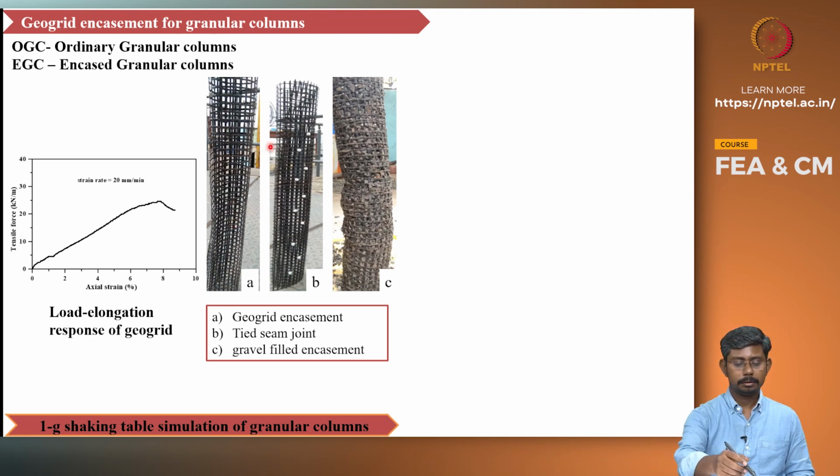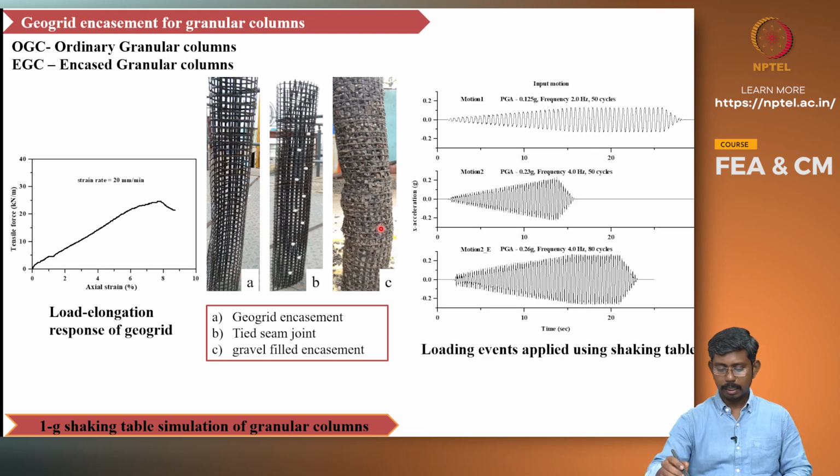The geogrid is shown here and the geogrid filled with the gravel can be seen here, and then the motions that are used to simulate the loading are motion 1, 2 and 2E. It can be seen, 0.125 G, 0.23 G is the peak amplitude and 0.26 G for the third loading event.